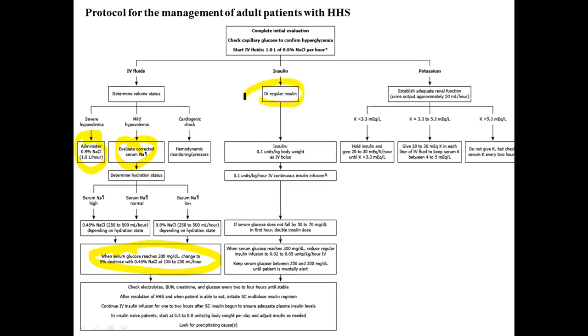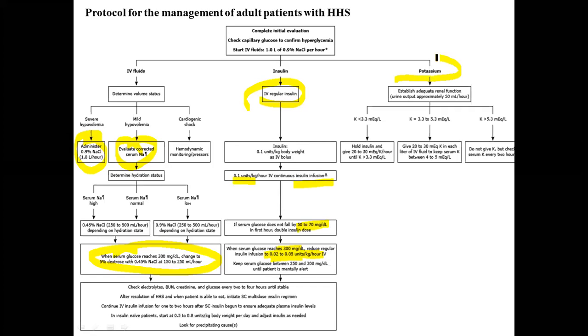Still, we are going to use soluble insulin, 0.1 unit per kg body weight as an IV bolus. Then 0.1 units per kg per hour as a continuous infusion can be considered. If there is no improvement, maybe we can double the dose. When the glucose level reaches 300, we can reduce the rate of infusion and continue the treatment until the patient is stable.